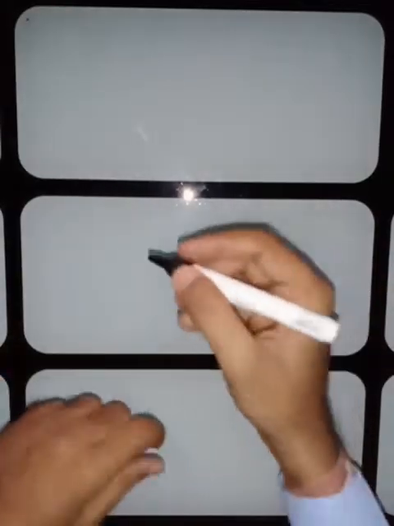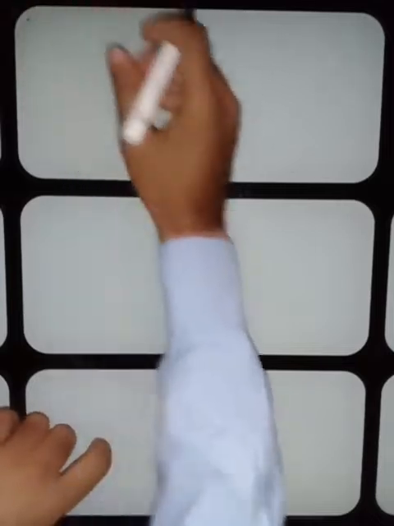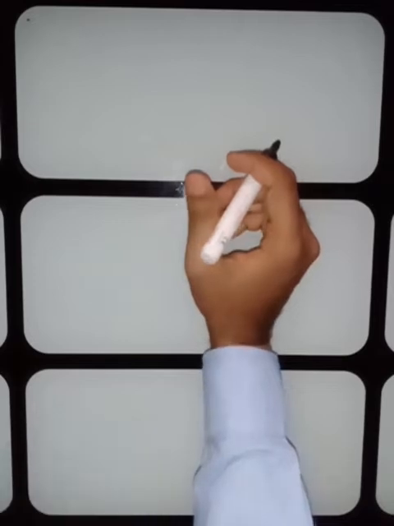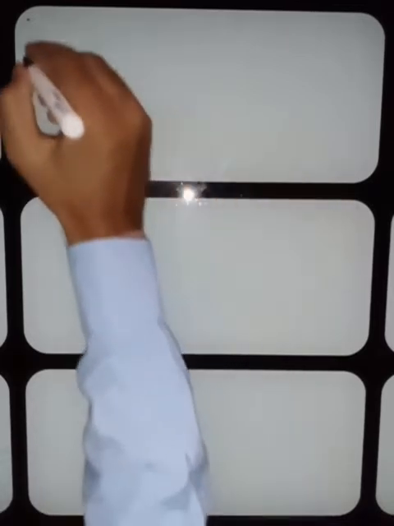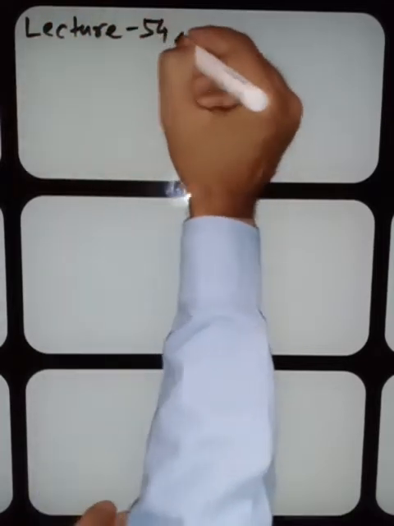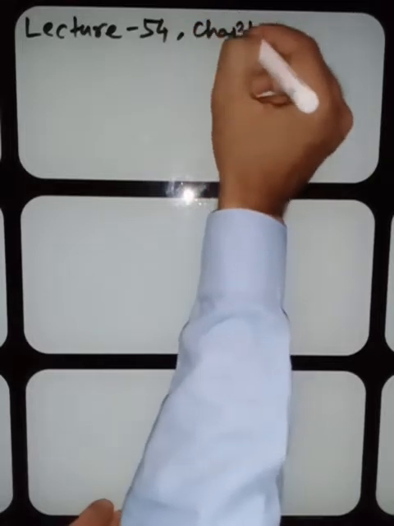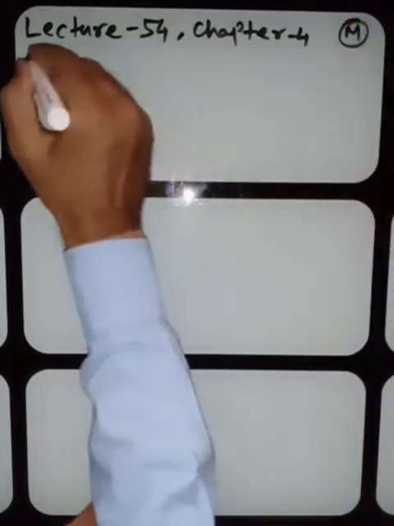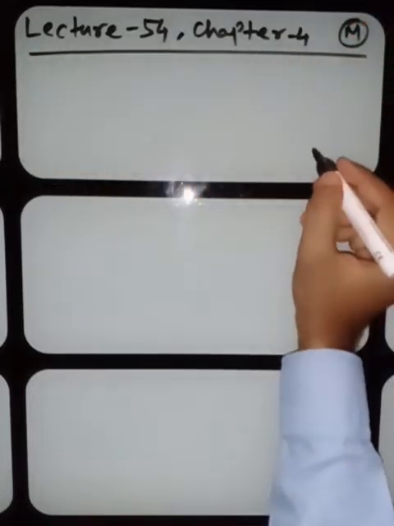Hello students, today we are in lecture number 54 and we will start today with torque. If we place a current carrying conductor or loop inside a uniform magnetic field, it experiences a torque that we will study today. It is lecture number 54, Chapter 4, Moving Charge and Magnetism of NCERT.